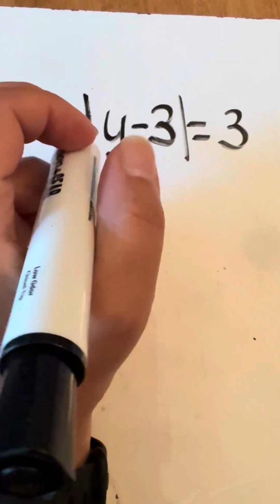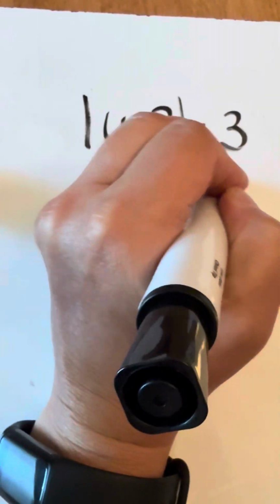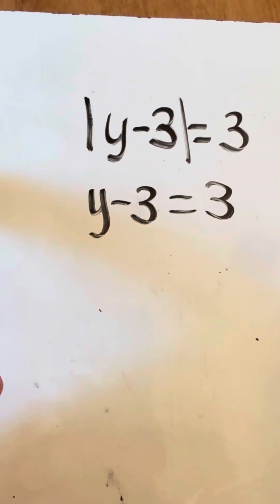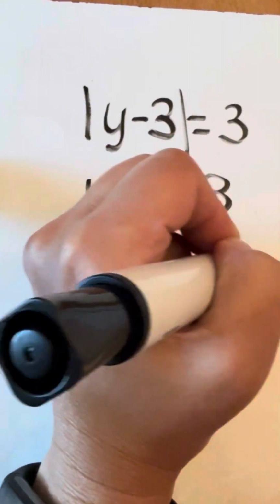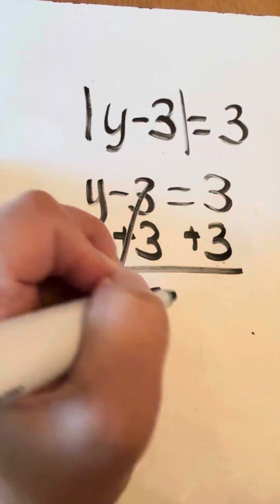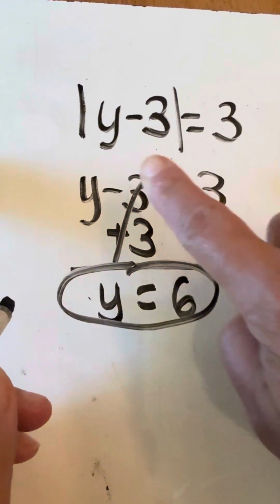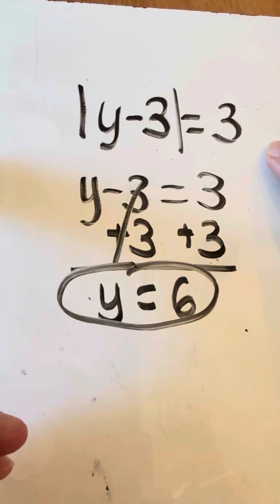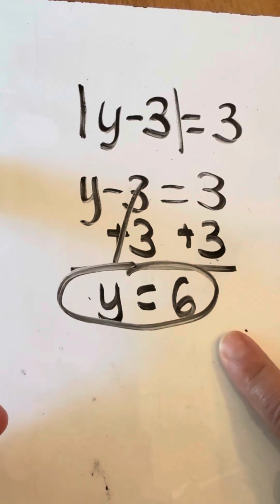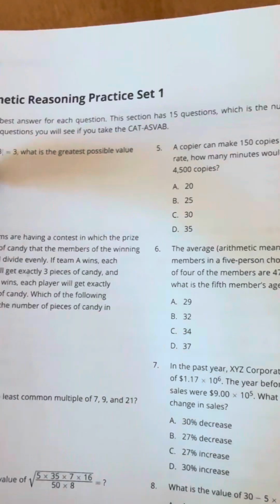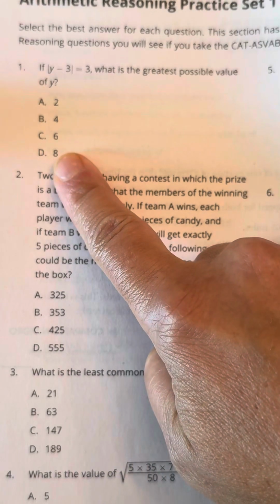So you can do it two ways. One is to drop the bars, set it equal to 3, in which case we just solve for y. And when we do that, you get y is equal to 6. The other way is to take the y minus 3, set it equal to a negative 3, but that's going to make y 0, which obviously we're looking for the greater possible answer. In this case, it would be 6, and that is one of my choices. You can see that is choice C. So the correct answer for this one is C.